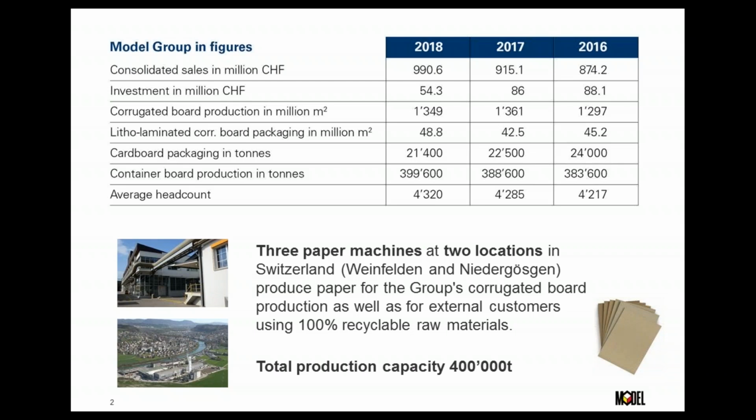Here you have some figures about the Model Group. So we are across these Europe sites, what you just saw, roughly nearly 4,300 employees. And regarding the paper production, we have 3 paper machines, as mentioned, in 2 locations. And the rough capacity of these machines in a year is about 400,000 tons. And last year, we were lucky to meet nearly this, what we can say, total output. So we had not many downtimes. And we're therefore very happy with the result also.